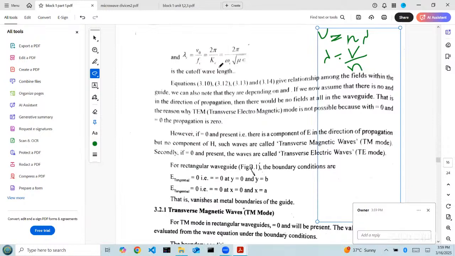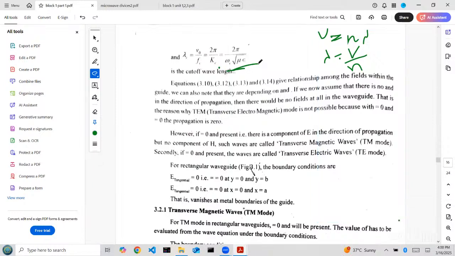What is the Kc formula? Kc is omega c times the square root of mu epsilon, which we got from the previous derivation. Cross multiplying, Kc equals omega c times the square root of mu epsilon. That is substituted, and this is called the cutoff wavelength.